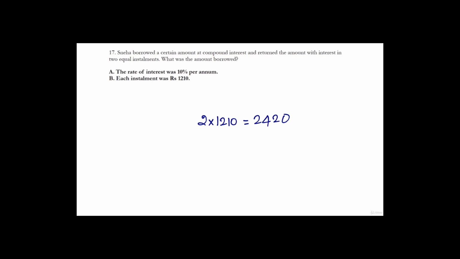Now when we combine both the statements, what will happen? Now 2420 is the amount paid, and which is 110% of the amount borrowed, the principal amount that has been borrowed. So by solving this, we will get the principal amount as 2200. So by combining both the statements, we are getting the answer. That particular option has to be marked.